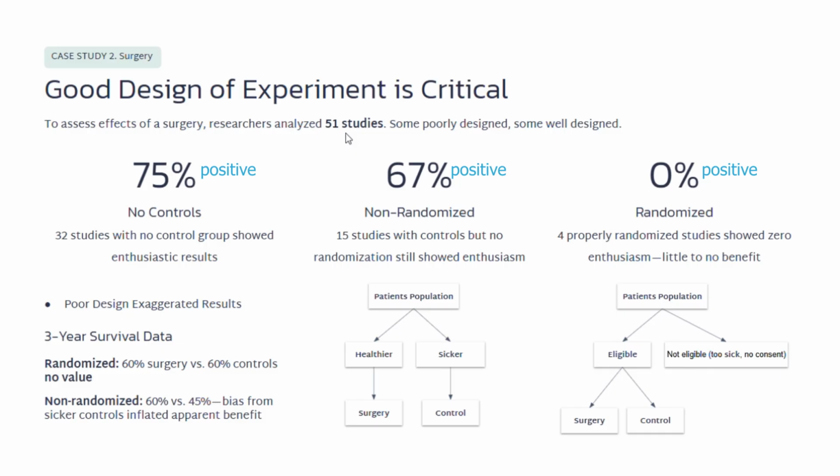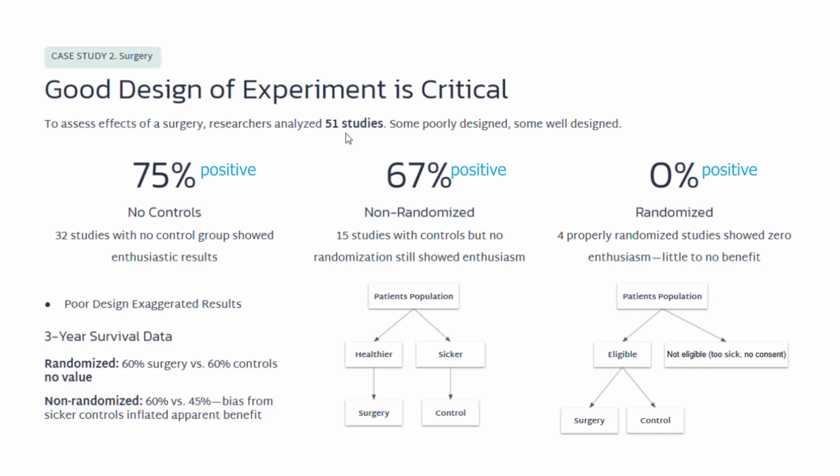You can see how the quality of the experiment affects the conclusion about what an experiment shows. And the lesson in this case study is that a poorly designed experiment exaggerated the effectiveness of the treatment. You might ask how they measured the result or how they concluded the effectiveness. The answer is that they looked at the 3-year survival data.